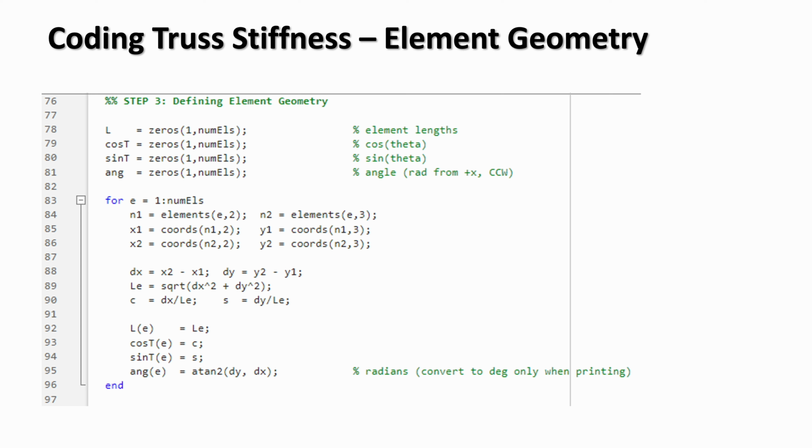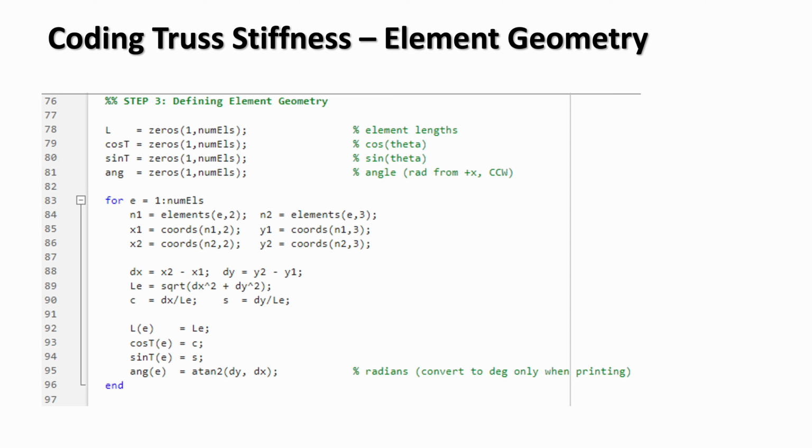And now that all the input data has been defined, the first computational step is to determine the geometry of each truss element. This includes the element length, the direction cosines, cos theta and sin theta, which describe the orientation of each member relative to the global coordinate system. We begin by creating arrays to store the length, cosine, sine, and angle for every element. Then we loop through each element using the connectivity information defined earlier. Inside the loop, we extract the coordinates of the element's start node and end node. From these, we compute the horizontal and vertical projections dx and dy.